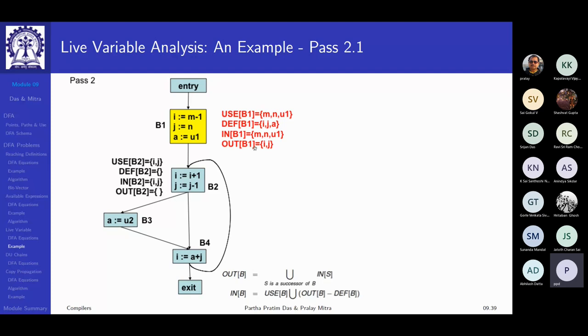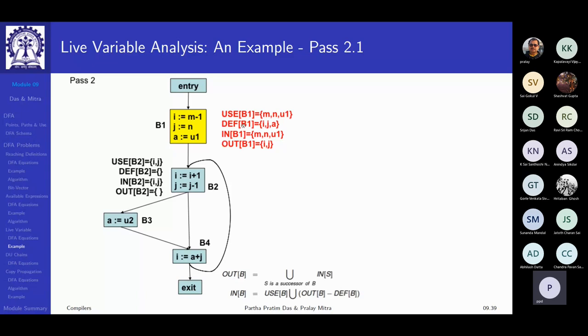Since it has only one successor, the outset will be the inset of that successor, which is IJ. So the outset becomes IJ. Now what is my inset? From the outset, I'll have to take out def. So I take out def, and both I and J are removed. So out minus def becomes the null set, and my inset remains the same as the inset. So this is done for B1.